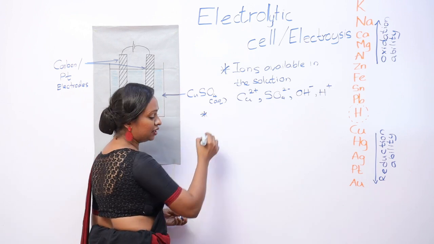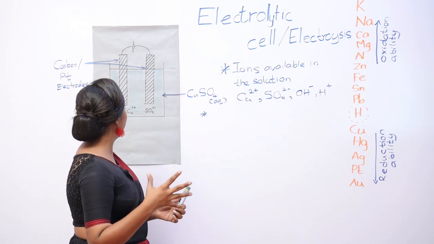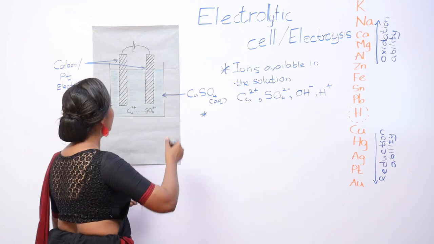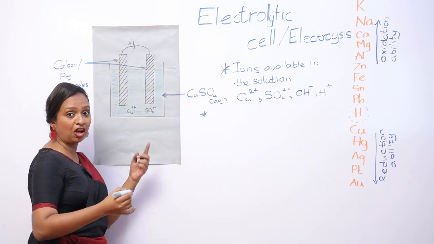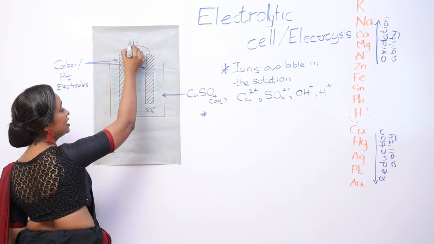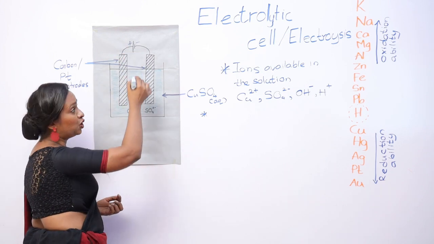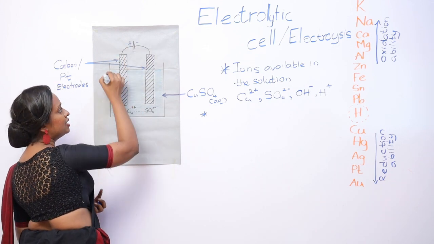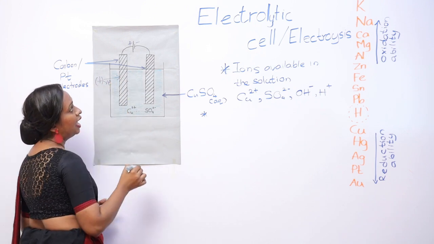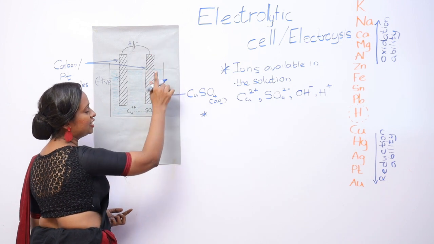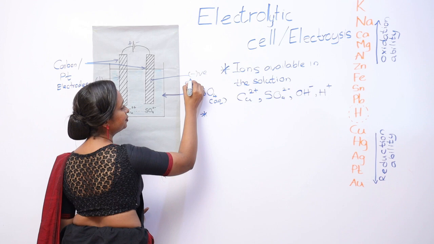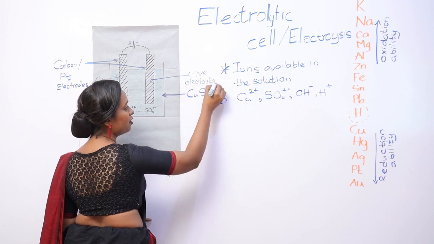So there is a pattern. We don't have to worry about finding which is the positive electrode and which is the negative electrode here. It's very easy. This is the positive terminal of the battery and this is the negative terminal. The electrode connected to the positive terminal is the positive electrode, and the electrode connected to the negative terminal is the negative electrode. Now you have a pattern.